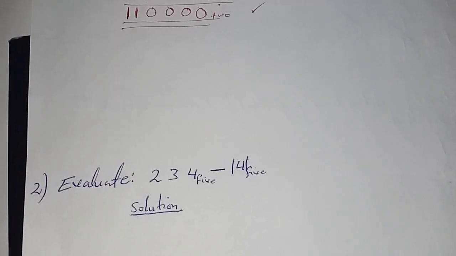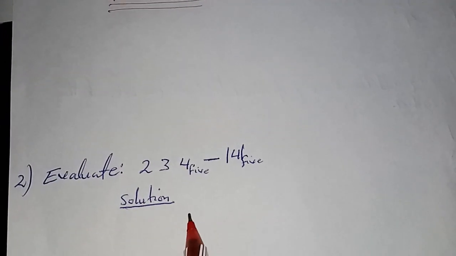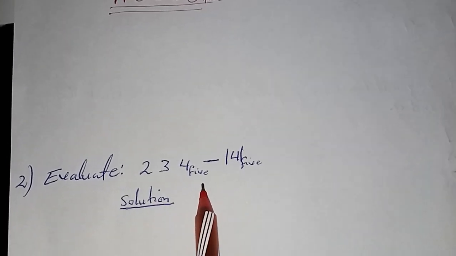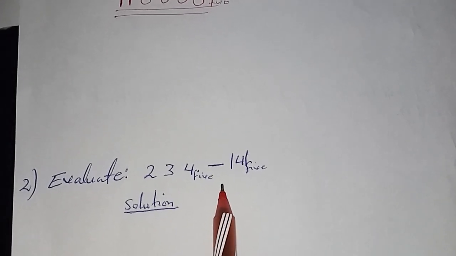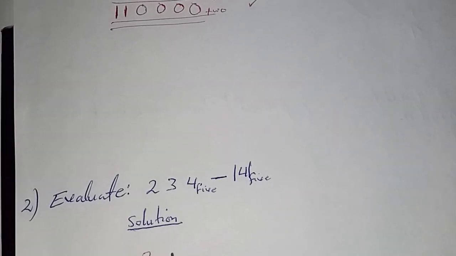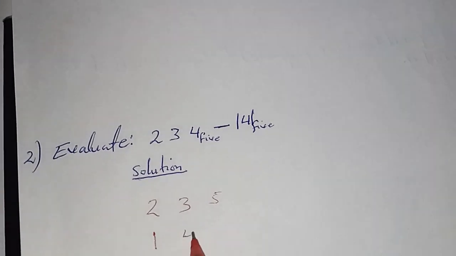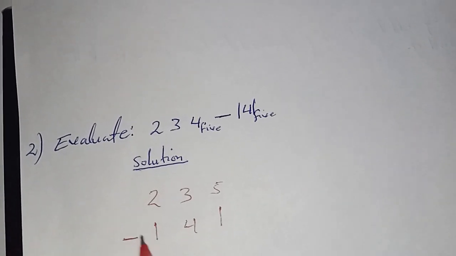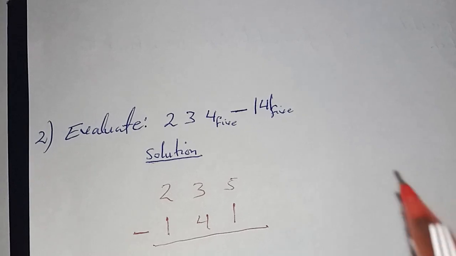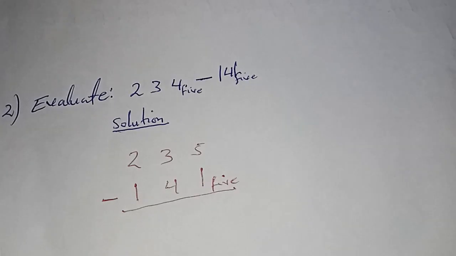Now let's solve the last question. The last question says, evaluate 234 base 5 minus 141 base 5. Now we also observe that in this particular question the bases are the same. Since we know that the bases are the same, it makes it very easy for us to solve. So we say 234 base 5 minus 141, and we do subtraction in base 5. So we can solve this problem fine.